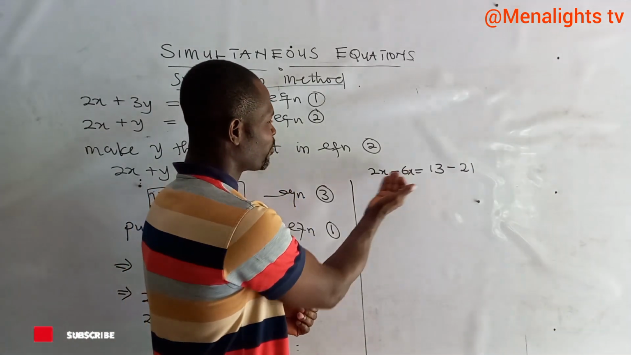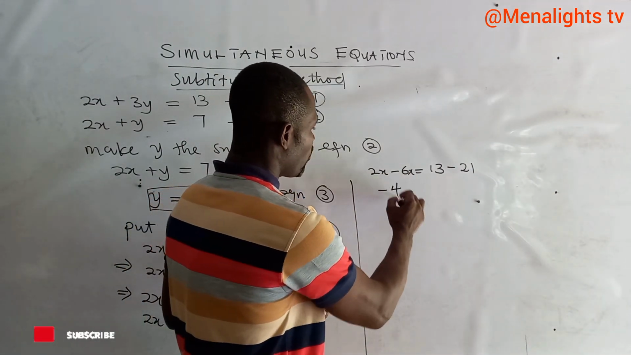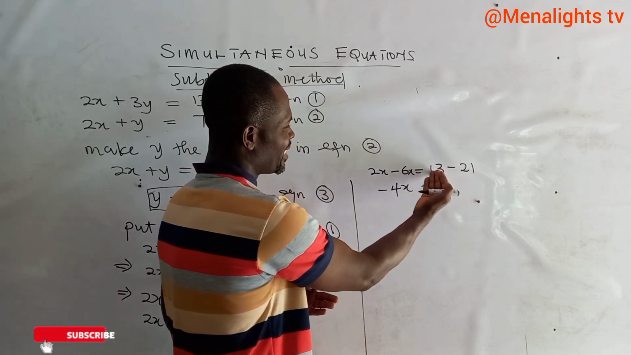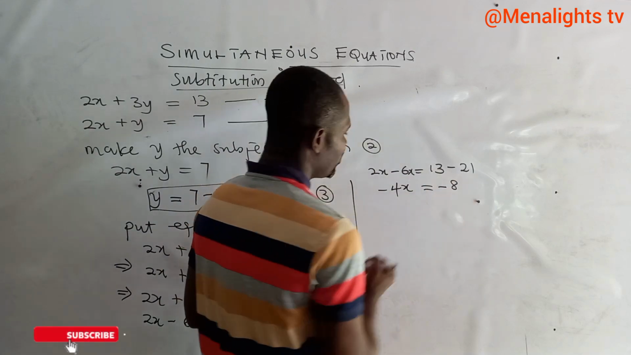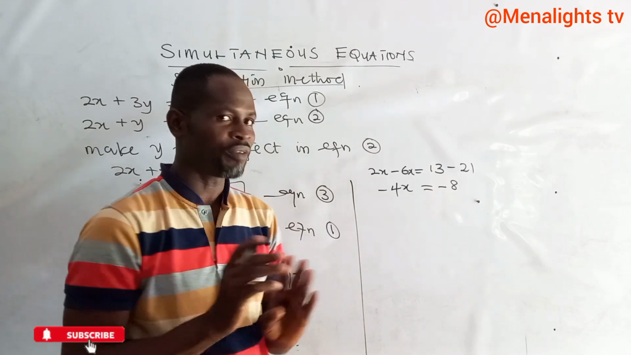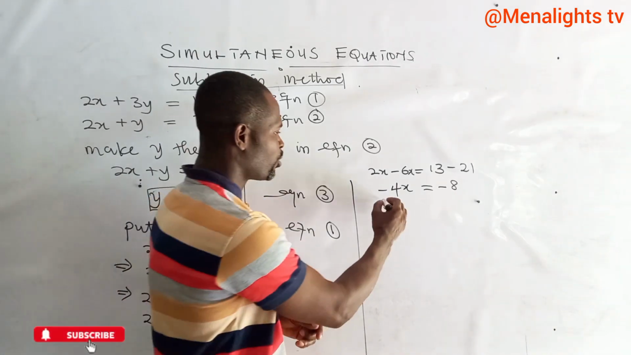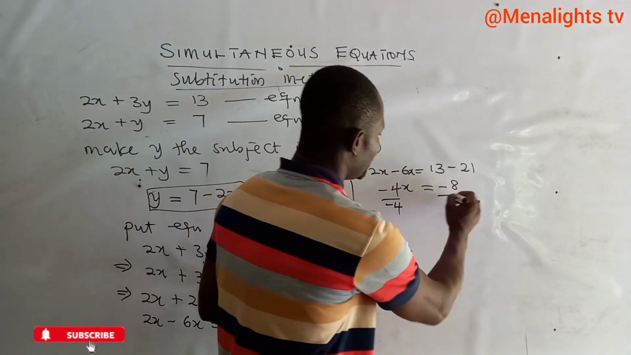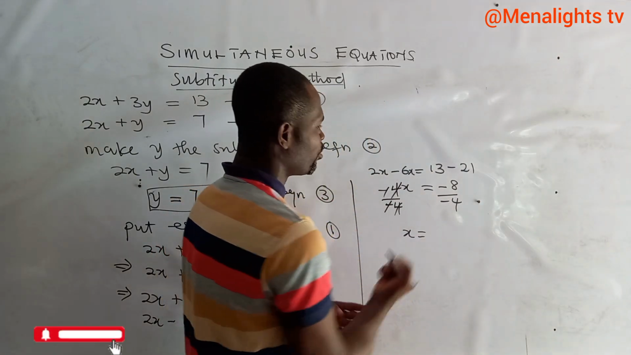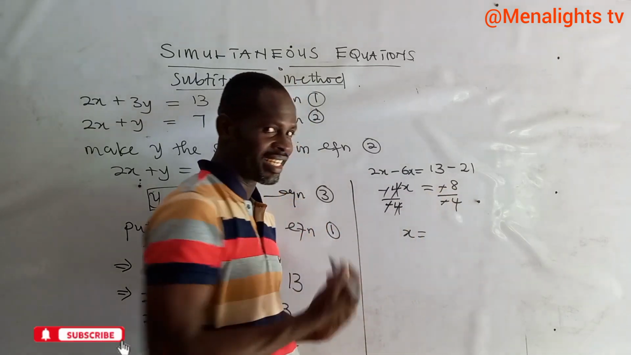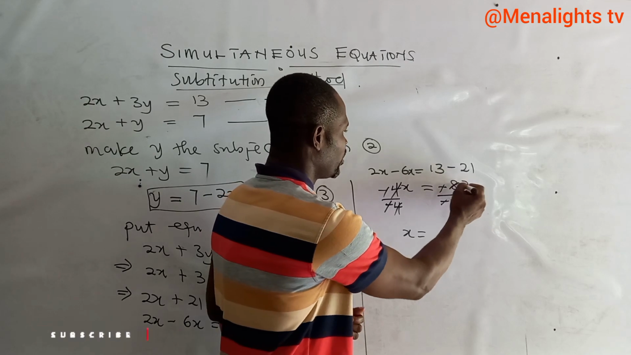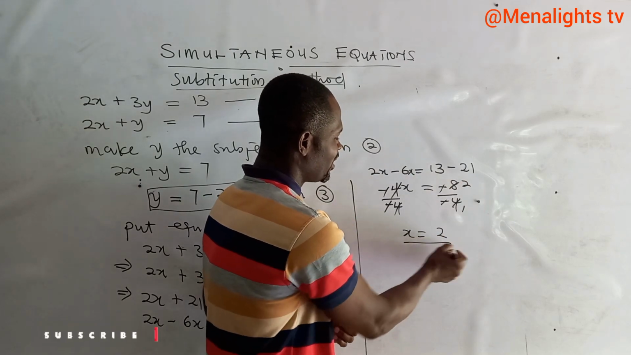So when you subtract 6 from 2, you have minus 4x, which is equal to, now when you subtract 21 from 13, you have minus 8. So now we have to make x stand alone, so you have to divide by the coefficient of x, which is negative 4. So negative 4, both sides, negative 4. The negative will cancel the negative, so our x is equal to, here the negative will cancel the negative, and then the 4 will cancel the 8 as well. So 4 here 1, 4 here 2. So that means our x is equal to 2 here.